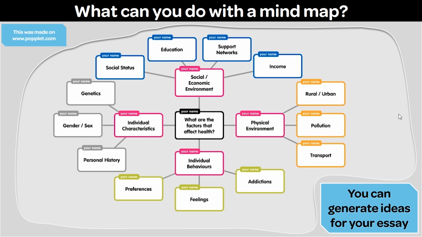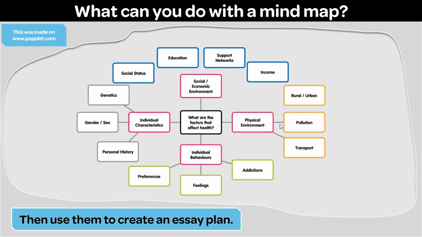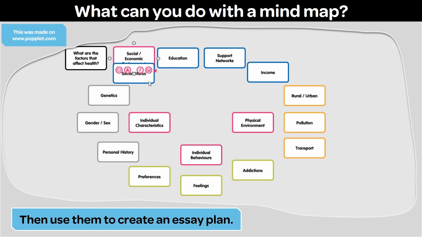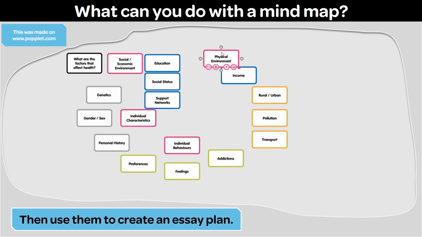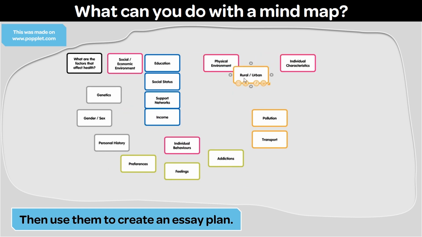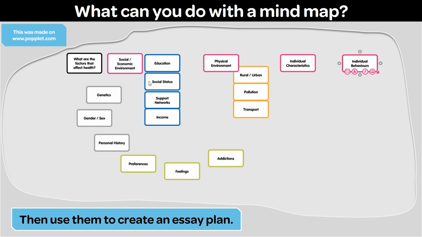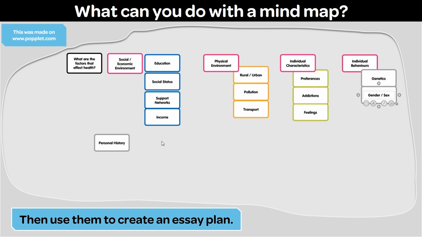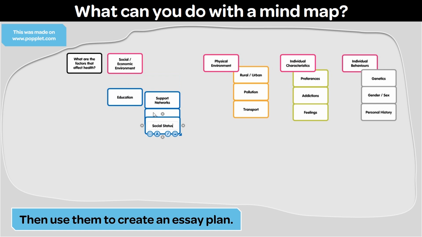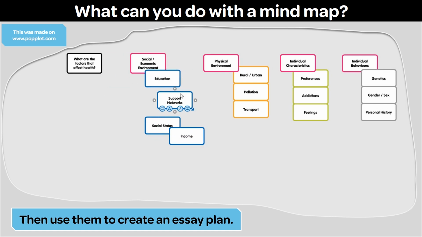Okay, so those are all the ideas for my essay, but how can I turn this into an actual plan? I'm just going to go ahead and turn my mind map into a series of boxes and then start arranging them. I'm going to start with my essay title and then put my three separate subheadings, which are going to be sections of my essay, and then start arranging in a linear format all of the subtopics. Let's just tidy these up a little bit.